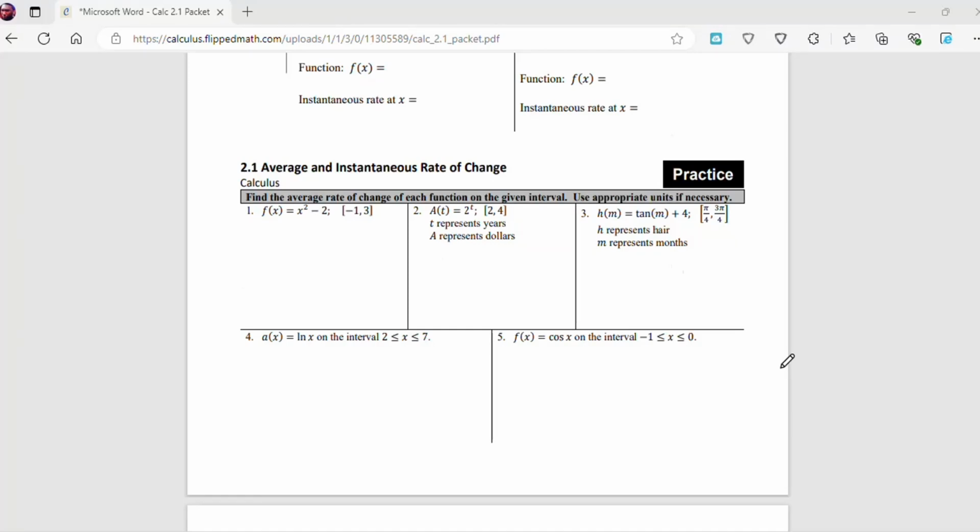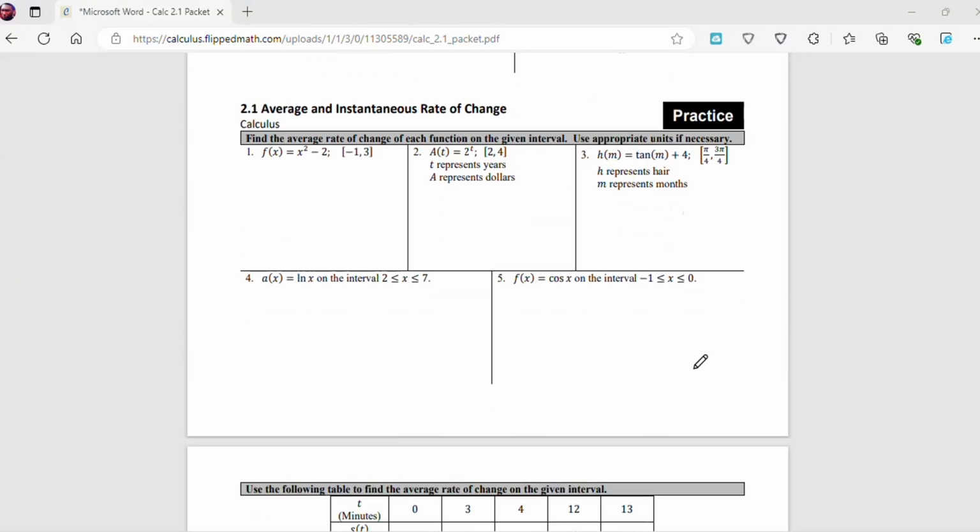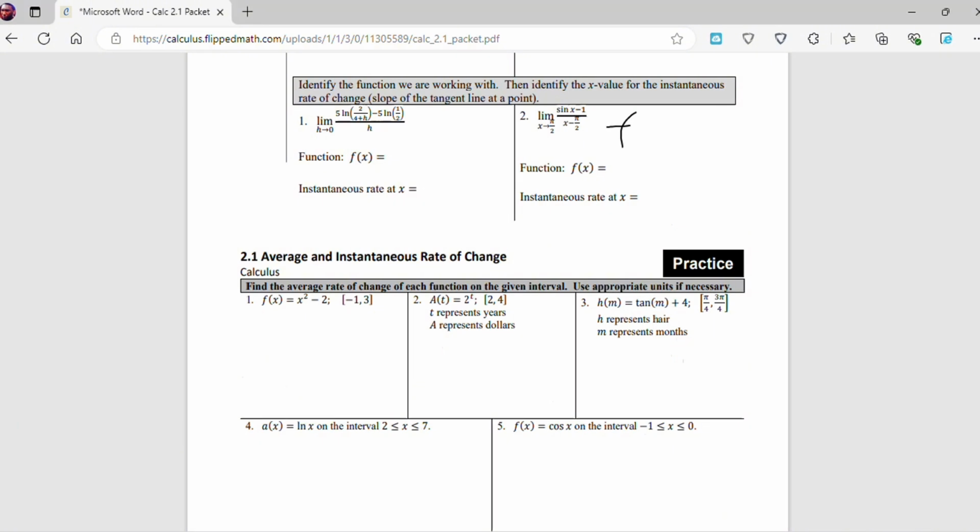Welcome to 2.1. Our first 5 questions are dealing with average rate of change on a given interval. If we recall correctly, we know that our average rate of change formula is f of b minus f of a over b minus a. In every single one of these problems, we're given an interval and we're given functions, so we want to find the function values at those points and then divide by those said points.